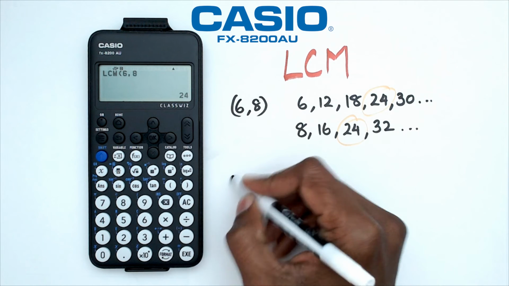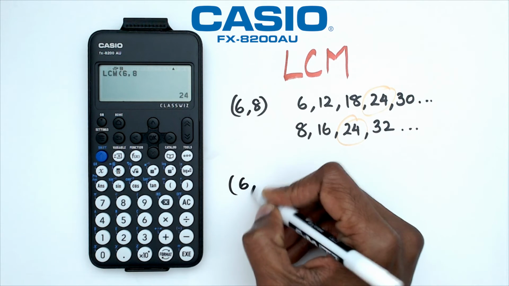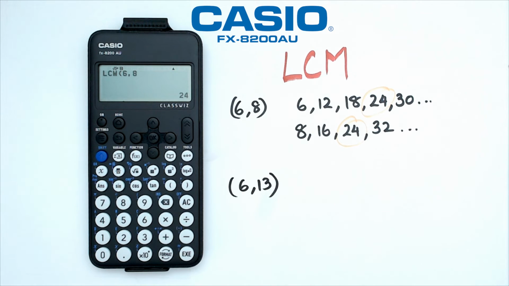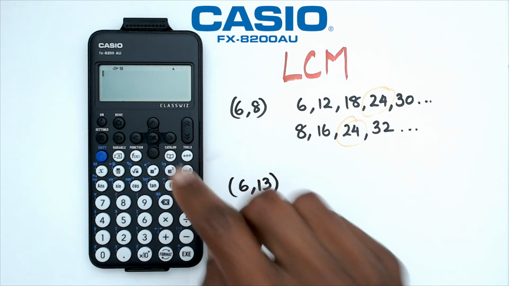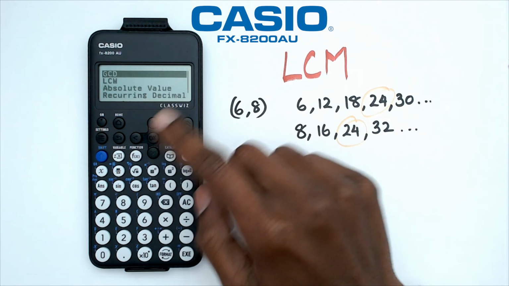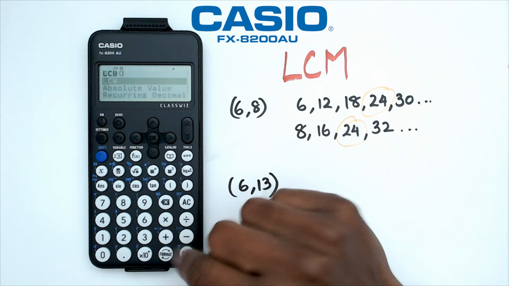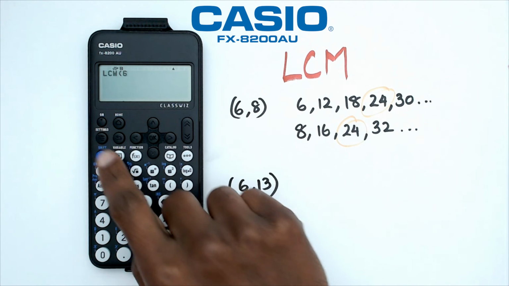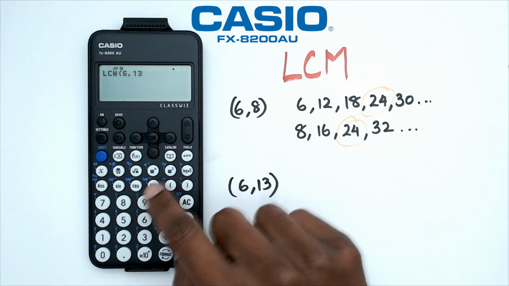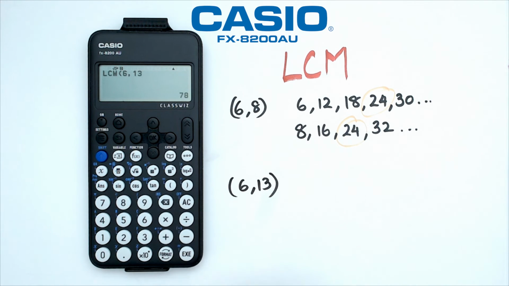All right, so let's try one more example. In this one, I'm going to try between 6 and 13. And of course, I'm not going to sit here writing all those multiples down. So let's just try this out again. We're going to go into catalog, go into numeric calculation mode, and then we've got LCM. We've got 6, shift bracket, that gives you the comma, 13, and we're going to get 78 as the lowest common multiple between 6 and 13.